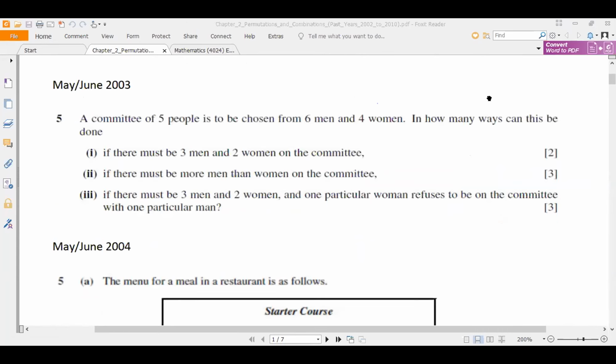A committee of 5 people is to be chosen by combination from 6 men and 4 women. In how many ways can this be done? बहुत simple है. If there must be 3 men and 2 women, there must be 3 men and 2 women. So same question almost, बल्कि exactly वही numbers हैं. मैंने girls और boys दिए थे, men और women है यहाँ पे. So 6C3 into 4C2.